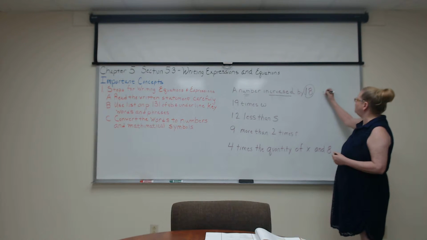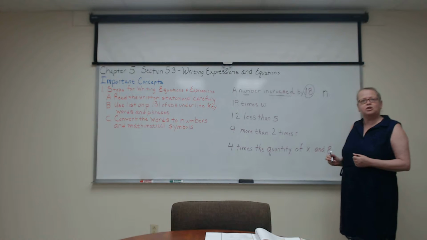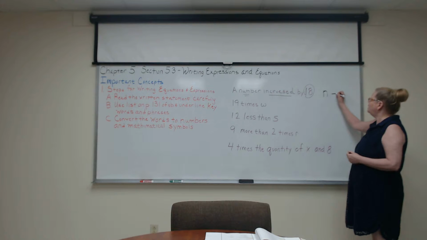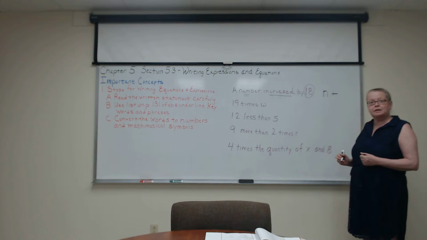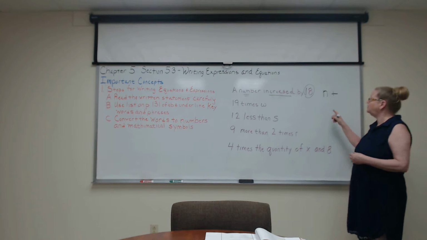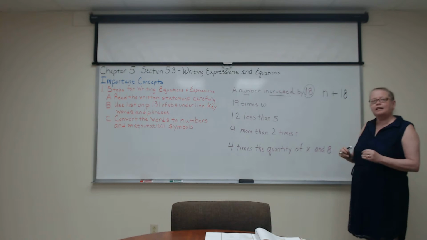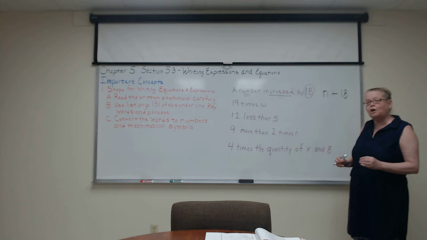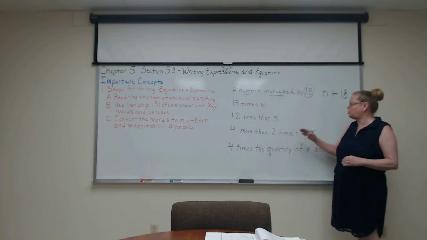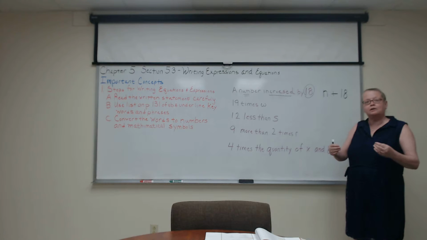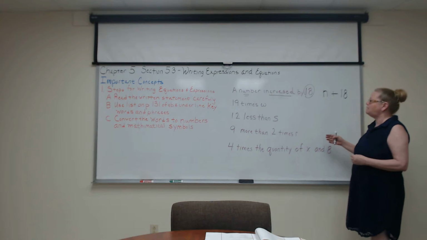So we have a number. We don't know what that number is. I'm just going to go ahead and use the letter N. So we have N increased, which as I said before, indicates addition, and then 18. That's it. There is no solving this problem because it's an expression. Nowhere in here are we saying the words equal to. So that's something to keep in mind.